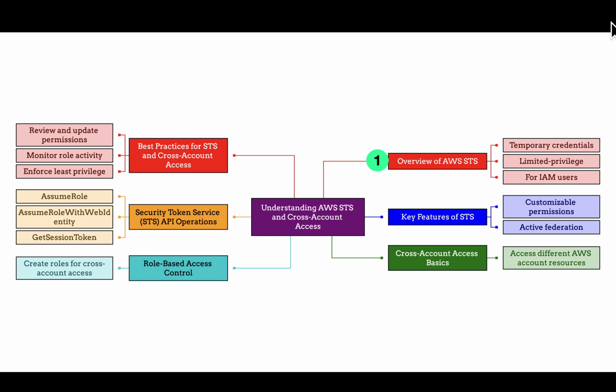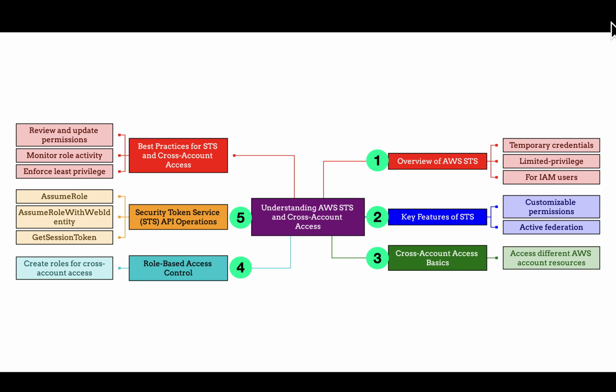AWS Security Token Service, STS, enables the creation of temporary, limited-privilege credentials for AWS Identity and Access Management, IAM, users or for users authenticated by a mobile or web application. 2. Key features of STS: temporary credentials, customizable permissions, and federation with external identities. 3. Cross-account access basics: allows IAM users to access resources in a different AWS account. 4. Role-based access control involves creating roles in one AWS account that users from other accounts can assume.